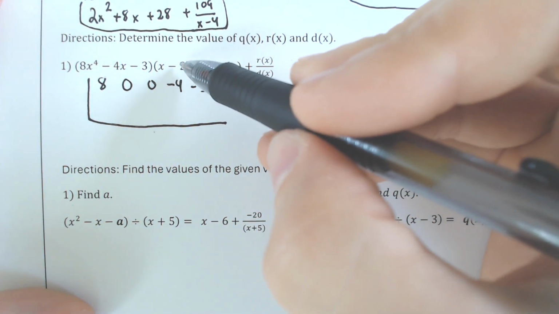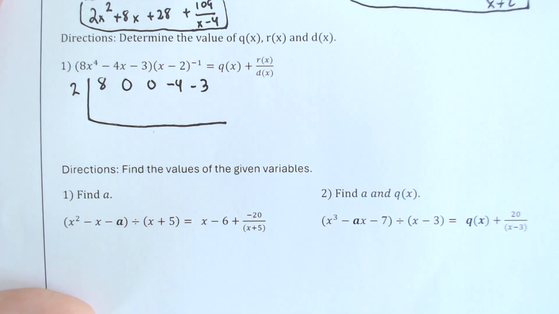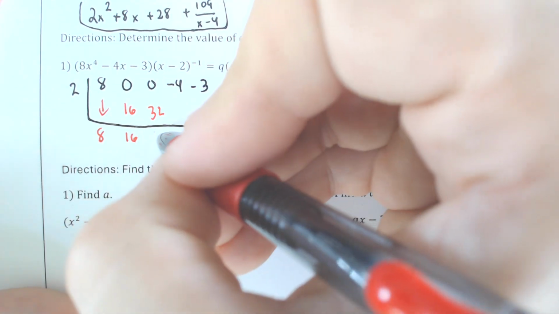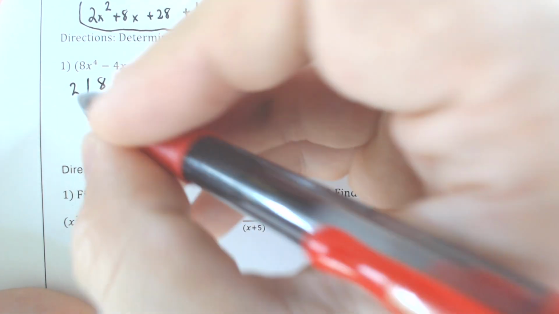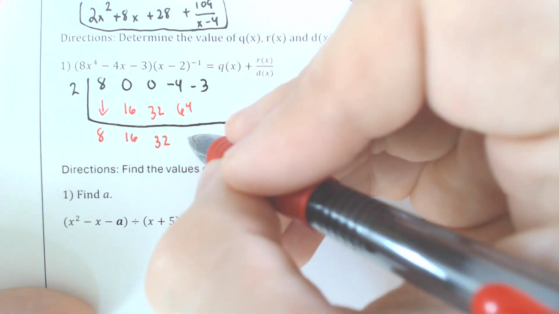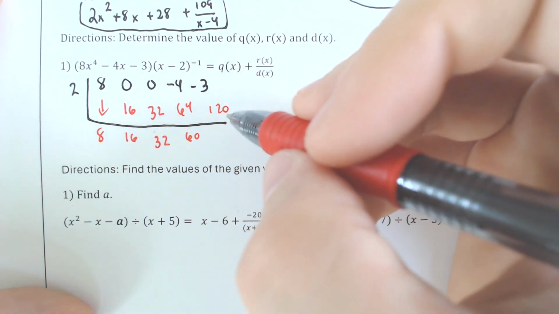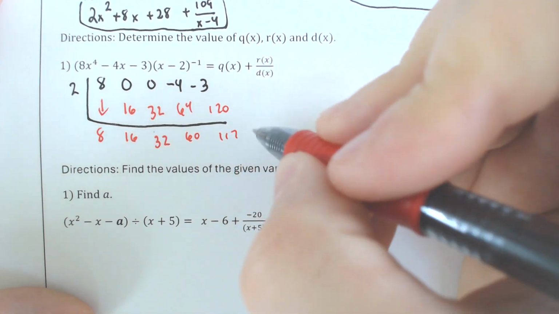Change the sign of this -2 to +2. Bring down the 8, multiply 16. Add straight down, 16 still. Multiply 32, add straight down, 32 still. Multiply 64, add straight down, we get 60. Multiply, we get 120. Add straight down, we get 117.